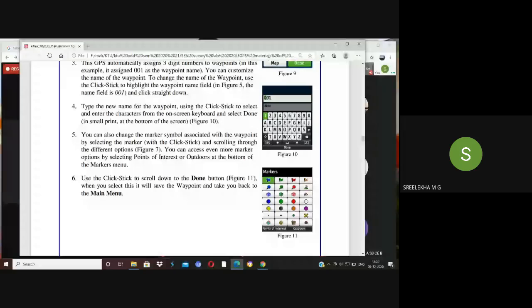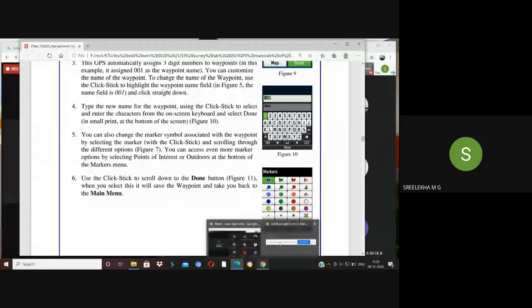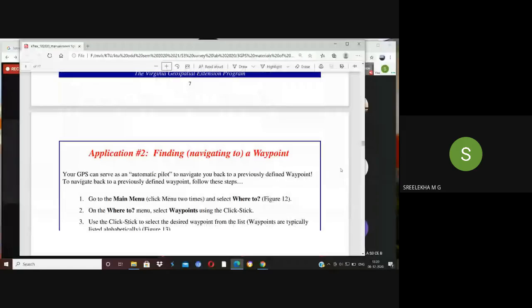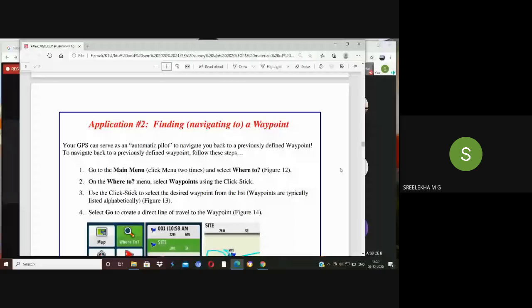So that's about the first application that is shown here. Second, it is just finding, which we usually do by GPS in our vehicles. We are using the GPS for finding the path to be followed to reach our destination. That is finding or navigating to a waypoint. There is a menu, a page like "Where to". Going to that, we can get the direction.